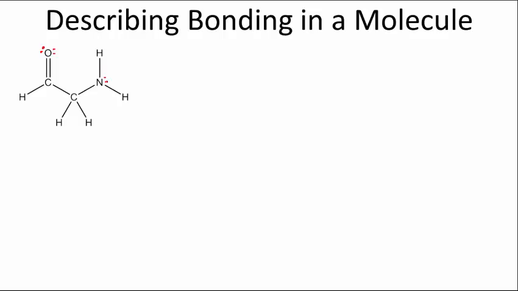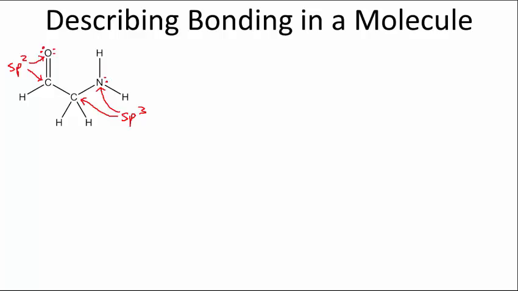How many electron domains around nitrogen? 4. So this would be sp3 hybridized. This carbon in the middle here, 4 domains, so also sp3 hybridized. This carbon over here with a double bond to oxygen, 3 domains, so that's going to be sp2 hybridized. And the oxygen, also 3 domains, so that's also going to be sp2 hybridized.